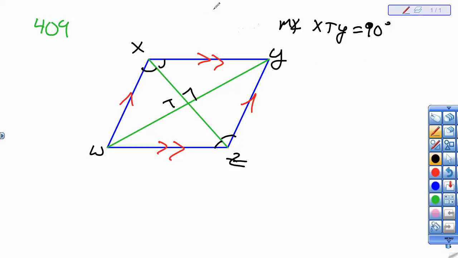So that's what we would do. Check to see if the measure of XTY equals 90 degrees. And then we're done.